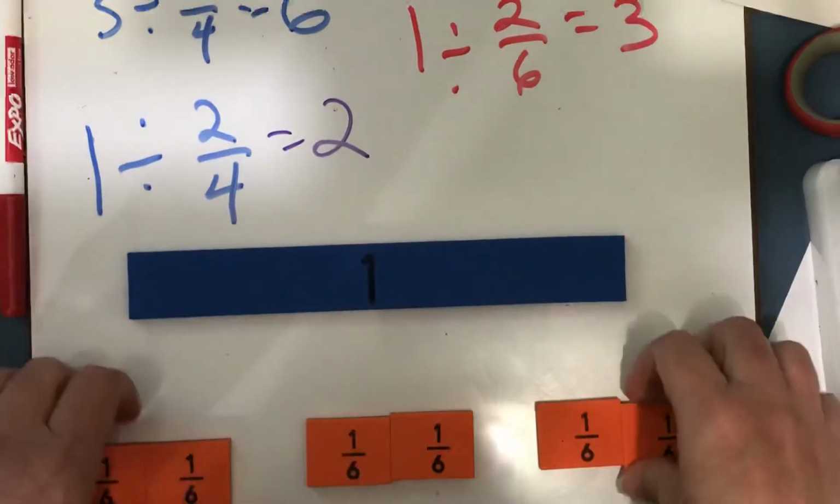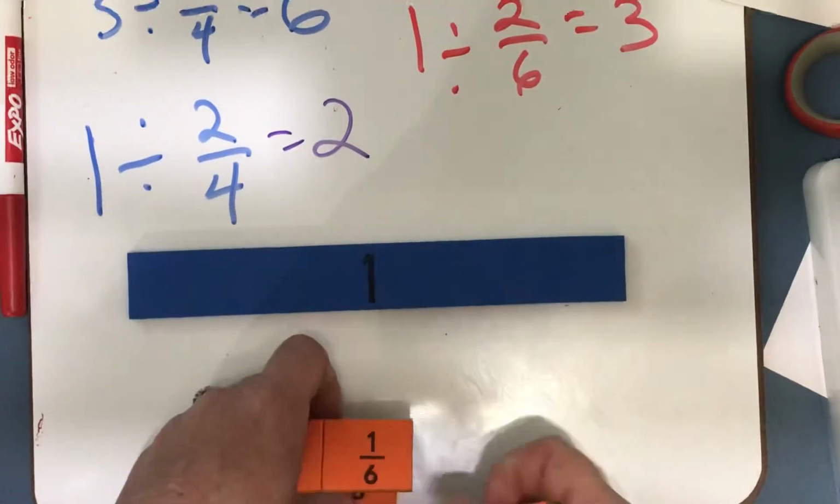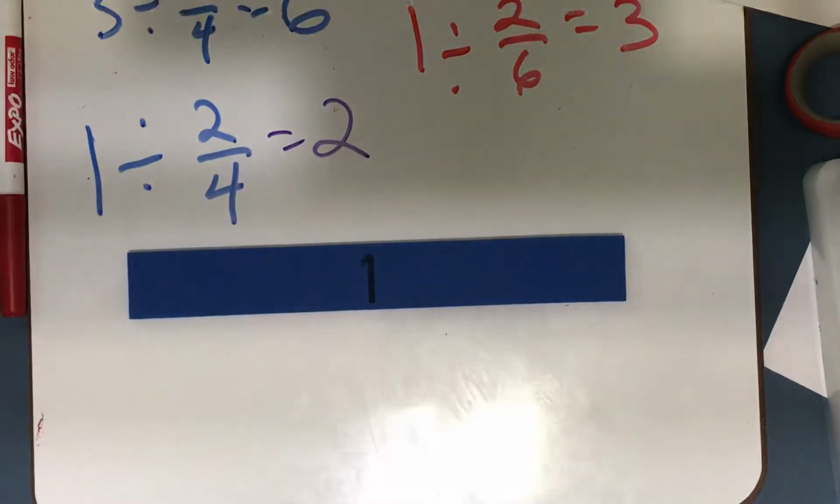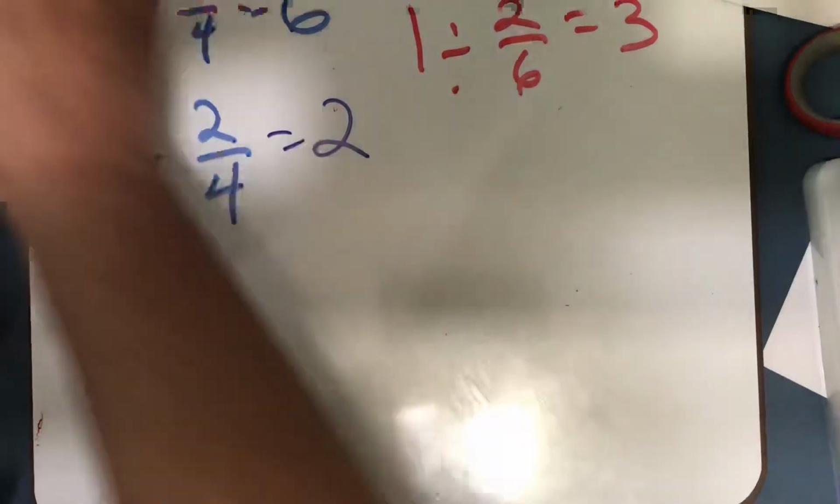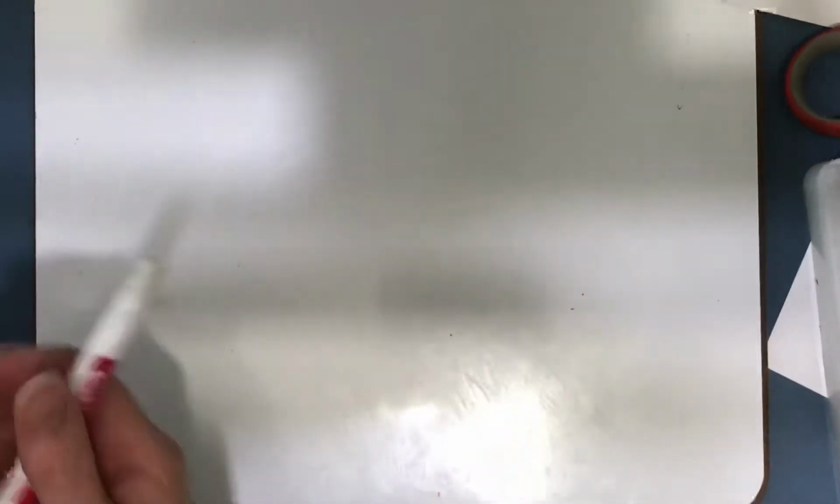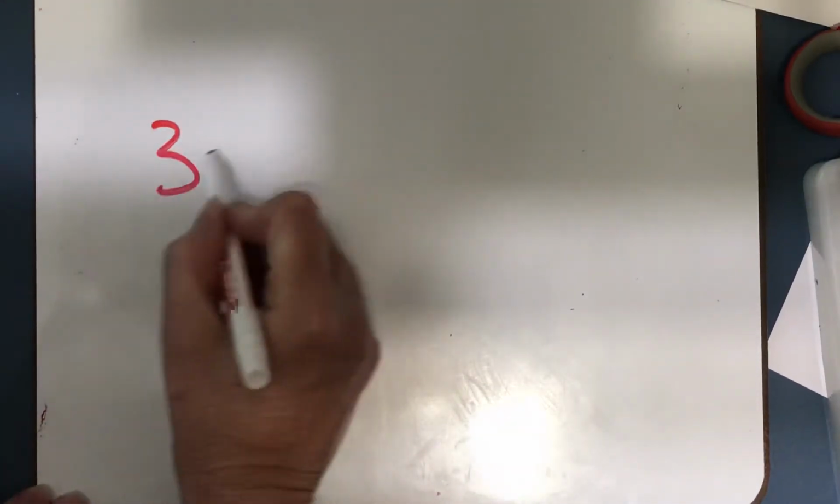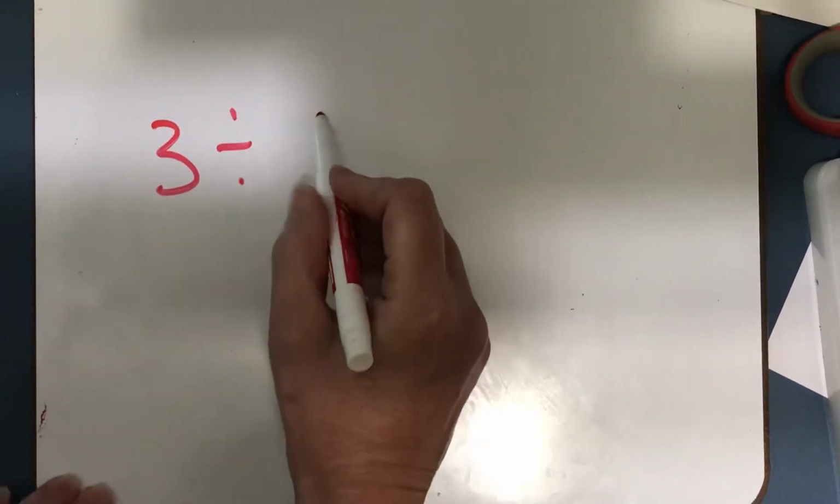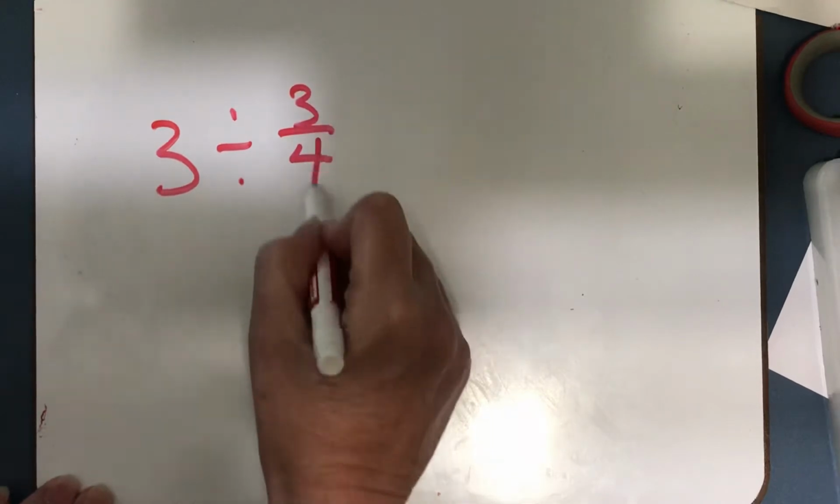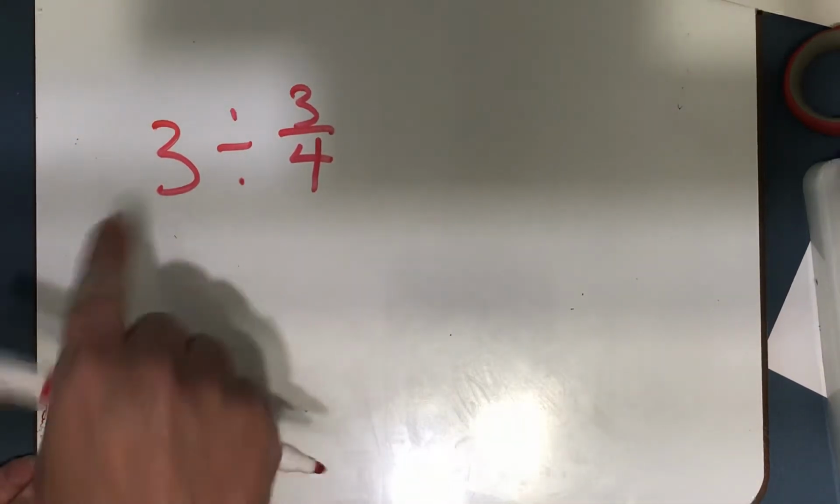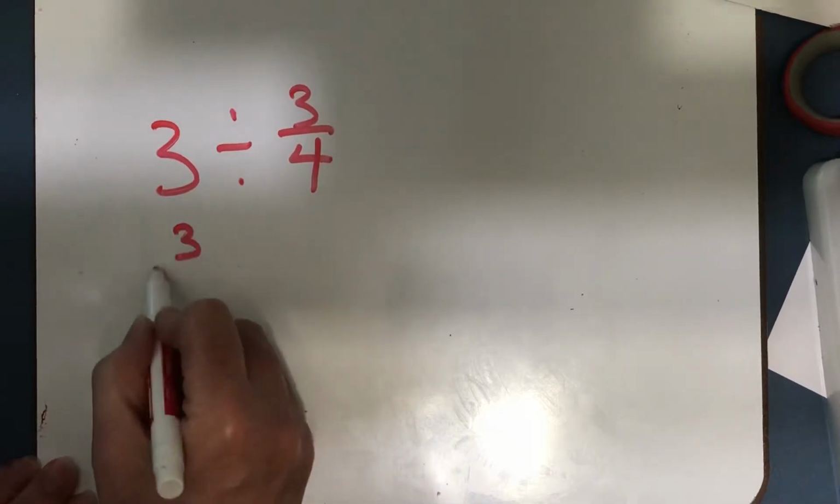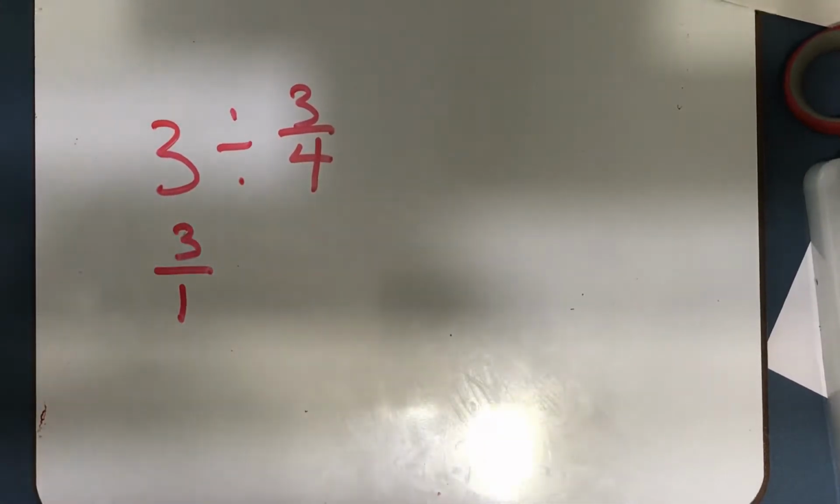The way that you find the quotient when you divide a whole number by a fraction is there are several steps. Let's just say I'm going to do 3 divided by 3/4. Here are the steps. Number 1, make your whole number into a fraction. So 3/1. That's the first step.